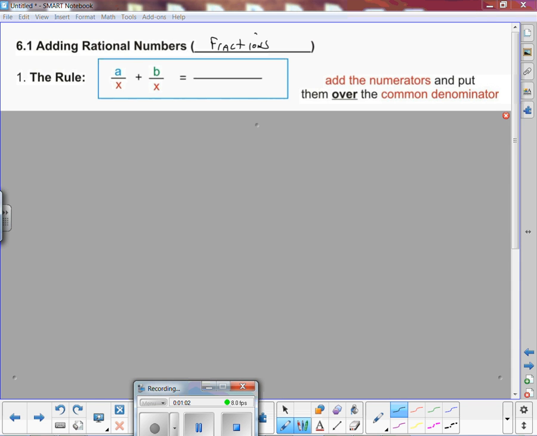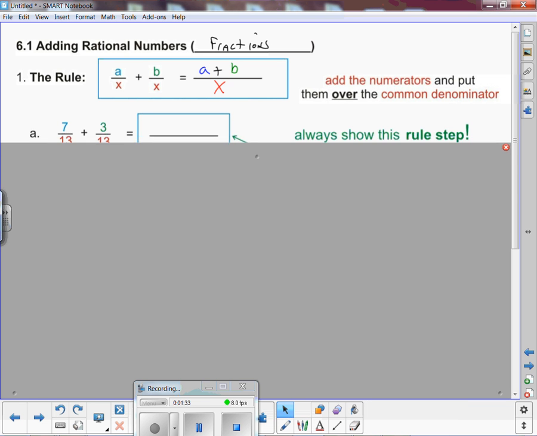All right, the rule. And the rule is really, really important. How do you add fractions? Well, you add the numerators and you put them over the common denominator. That's how you add fractions. So I'm going to take my blue A there, my black for the plus sign, my green for the B. I'm adding the numerators, the A plus the B, and I'm putting it over that common denominator X. Add the numerators and put them over the common denominator.